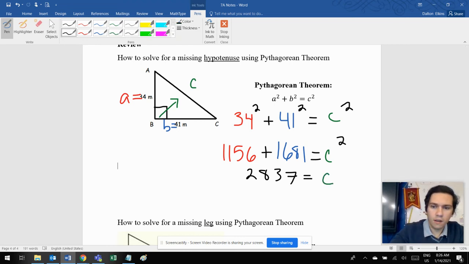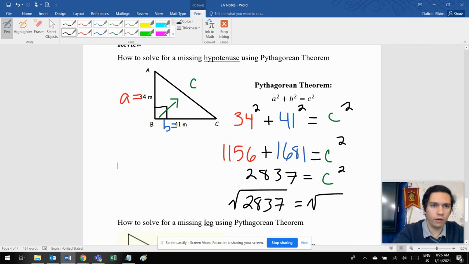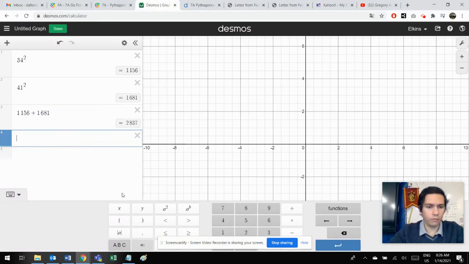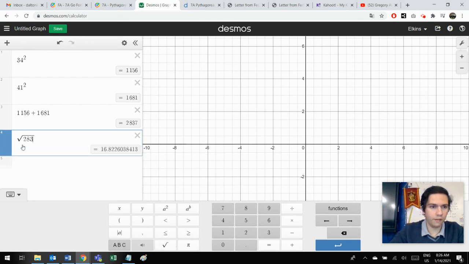Now, in order to get rid of the power 2, we have to take the square root of both sides here. So square root of that and the square root of c to the power 2. That'll undo the second power and leave me with just c, which I'm going to kind of finish the equation over here because I ran out of room. So the square root, it's this button right here. So square root of 2837.